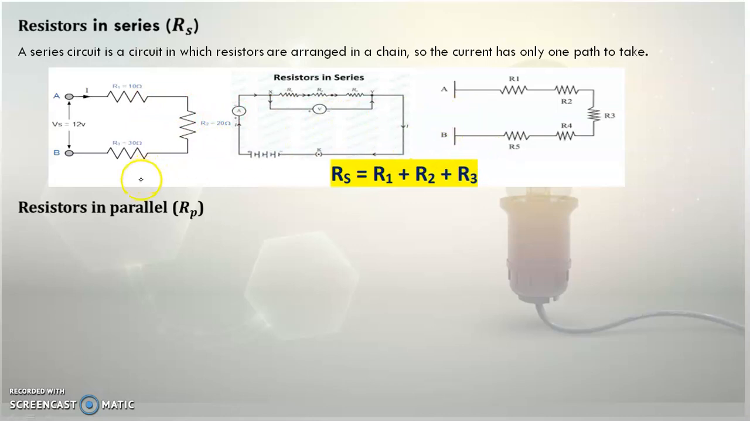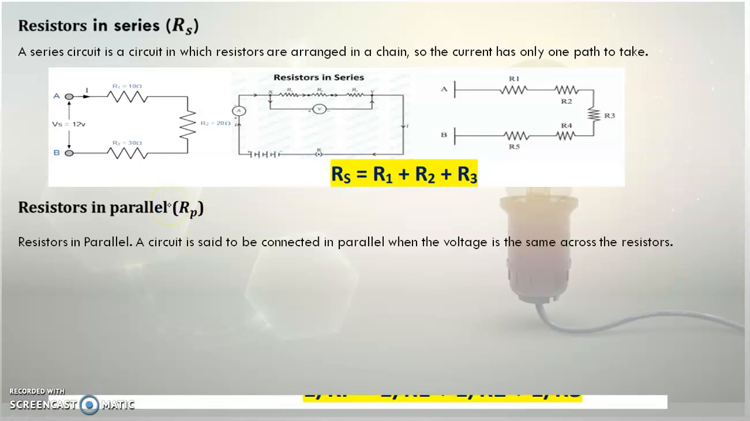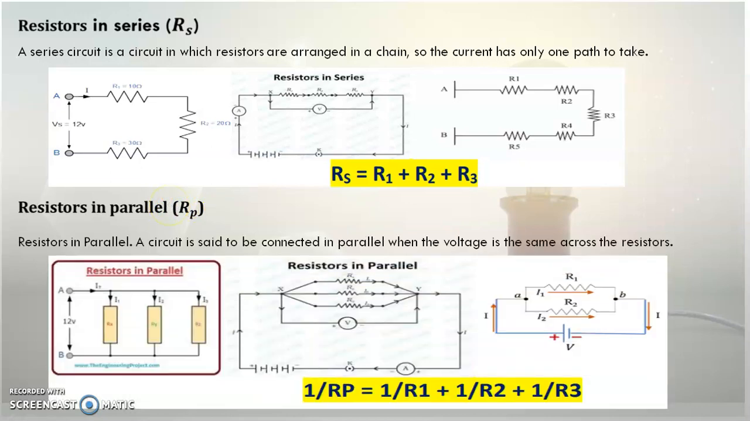Now let us go on to the next point, that is resistors in parallel. It is denoted by the letter Rp. Here P stands for parallel and R is for total resistance. Now let us learn what resistors in parallel are. A circuit is said to be connected in parallel when the voltage is the same across the resistors. Now look at the diagrams.